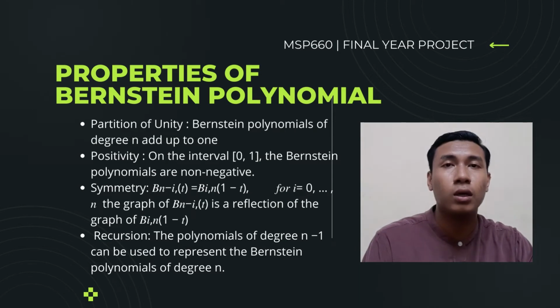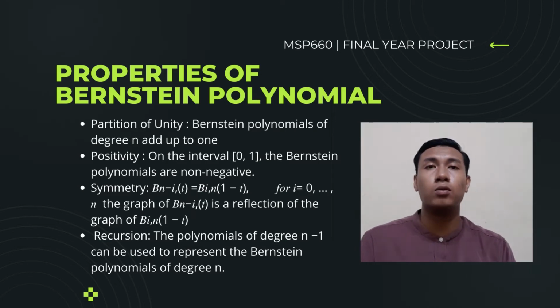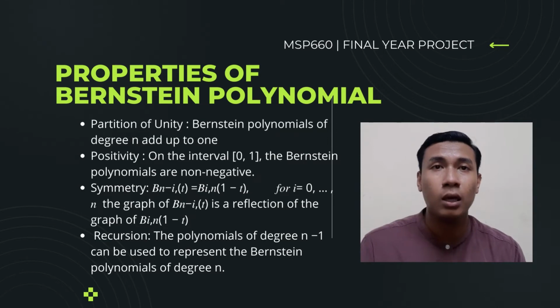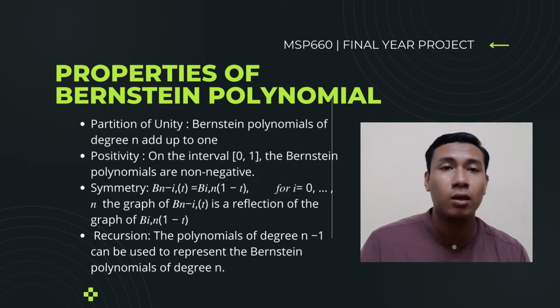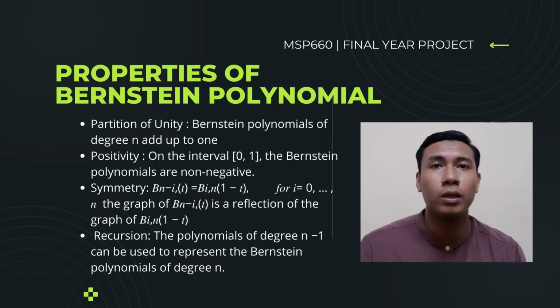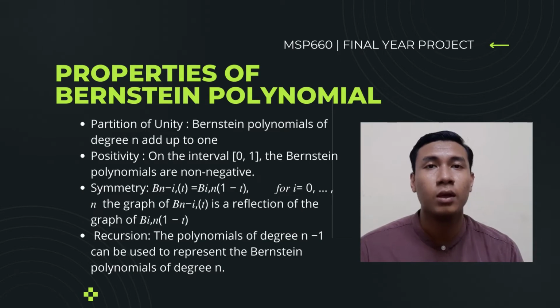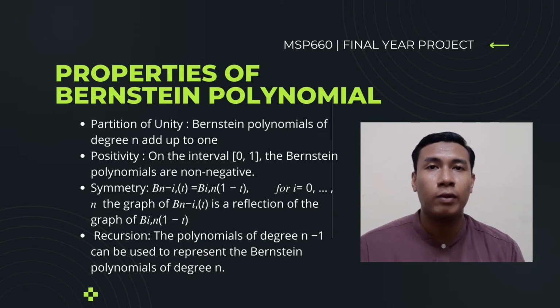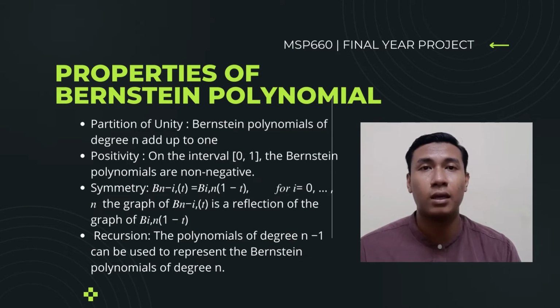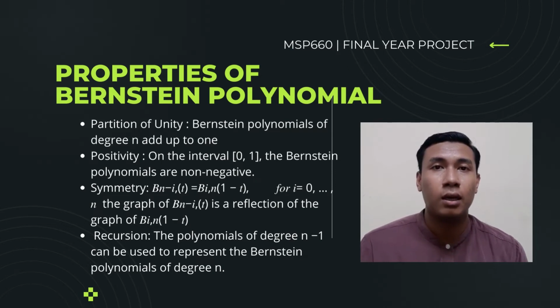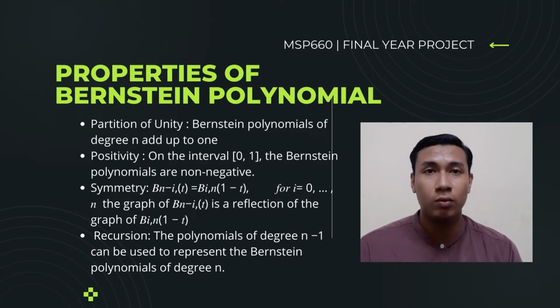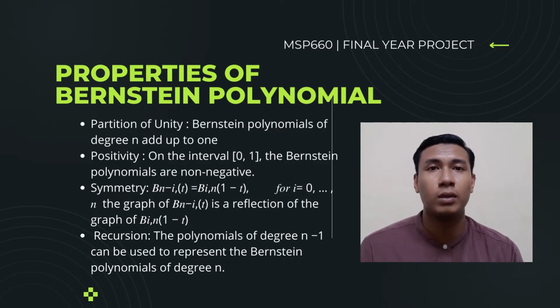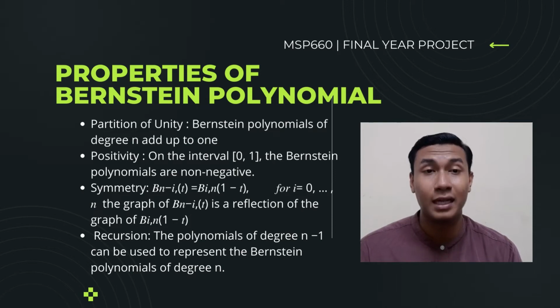We already know the Bernstein polynomial. Now we are going to look at its properties. The first one is the partition of unity, where the Bernstein polynomials of degree n sum up to 1. Then we have positivity: on the interval 0 to 1, the Bernstein polynomials are non-negative. Then we have symmetry, where the graph is a reflection. And the last one is recursion, where the polynomial of degree n minus 1 can be used to represent the Bernstein polynomial of degree n.